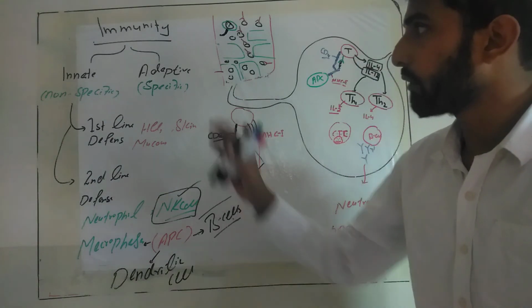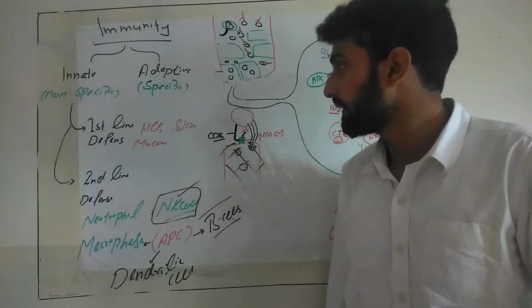I think now you are very clear about innate and adaptive immunity. Now let's talk about the types of adaptive immunity.